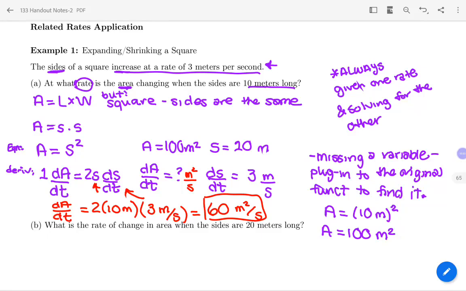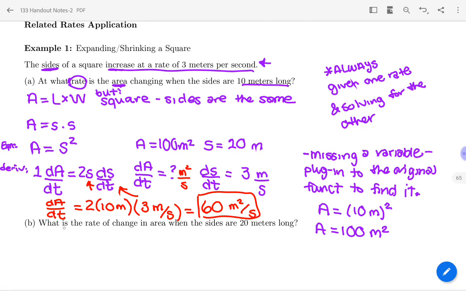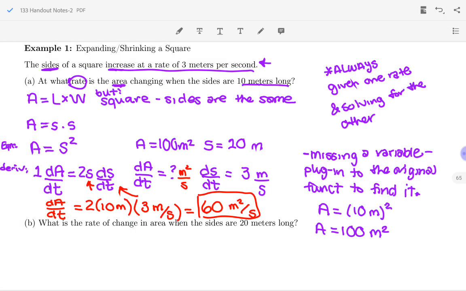All right, so now we're going to do the same thing for part B. We have the sides of a square increase at a rate of 3 meters per second. Same setup from up here, but we're going to move down here and say at what rate of change in the area is there going to be when the sides are 20 meters long. So we're just going to change it a tiny bit. But instead of just going back and using our old work, what I'm going to do is show you how to set it up all over again.